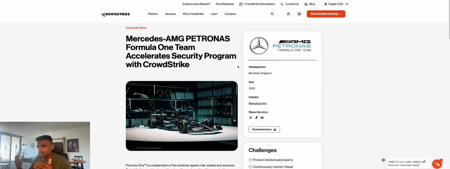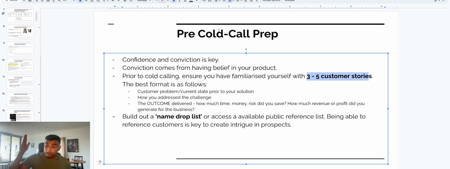So pick your poison. I personally prefer using problem solution outcome because it's really tangible. But the reason I'm harping on about that is before you prospect, you want to have 3 to 5 of these stories. You want to be ready to go. You want to be able to just bring them out because that is going to give you that confidence, right?